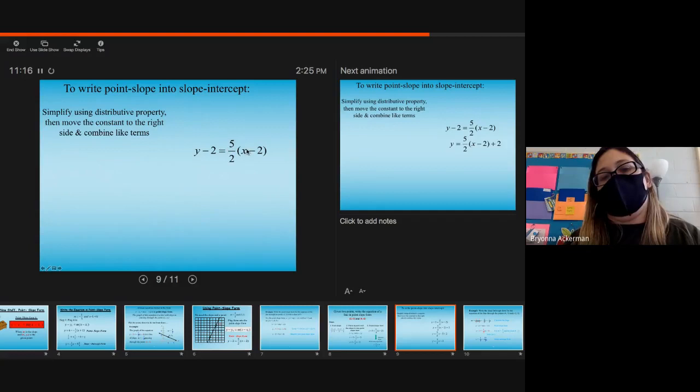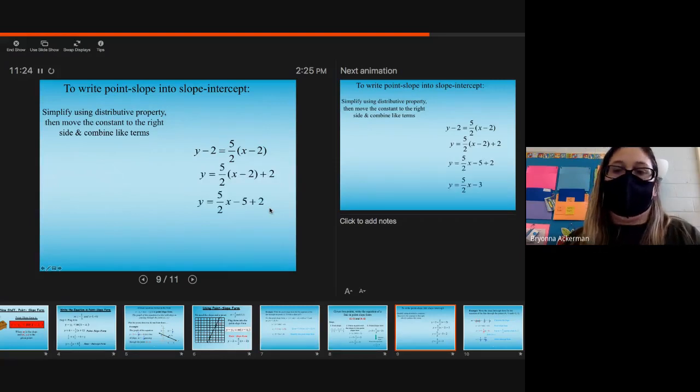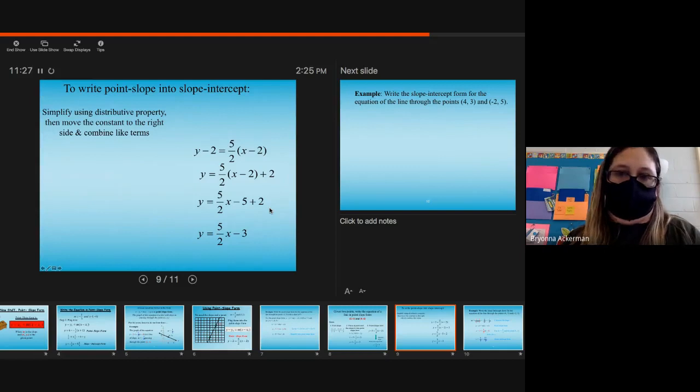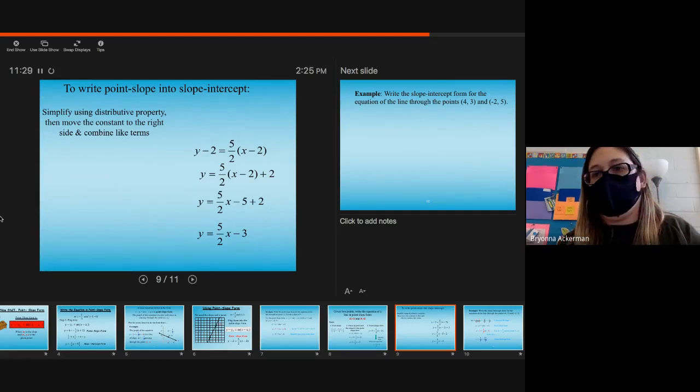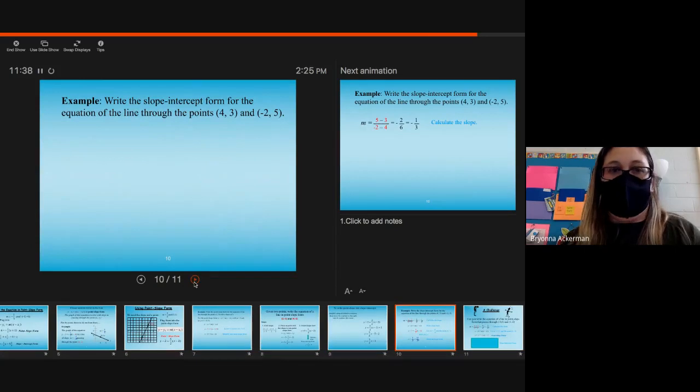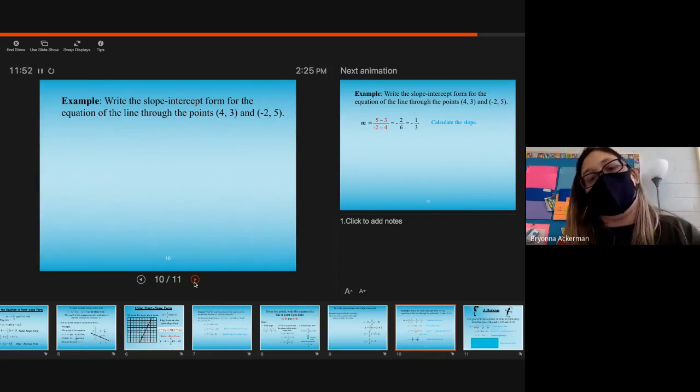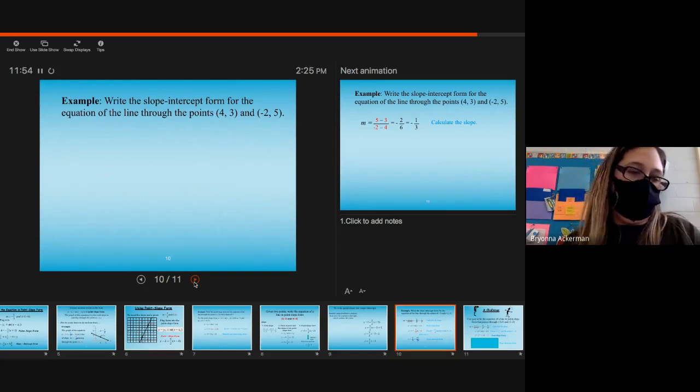Okay, distribute, move the constant to the right, and then combine like terms. All right, your turn. Ready? Write the slope intercept form, but you're only given 2 points. So first you must calculate the slope. First, calculate the slope.